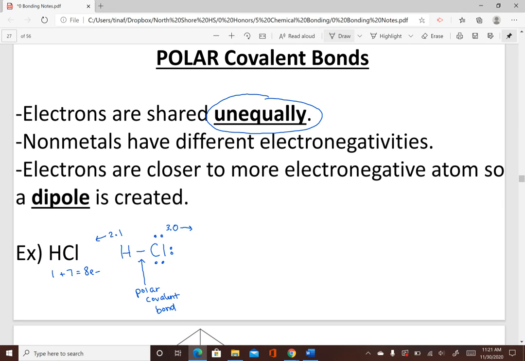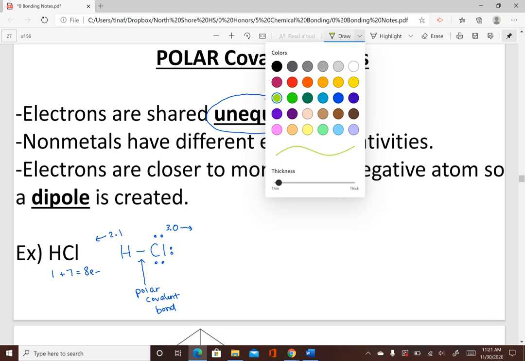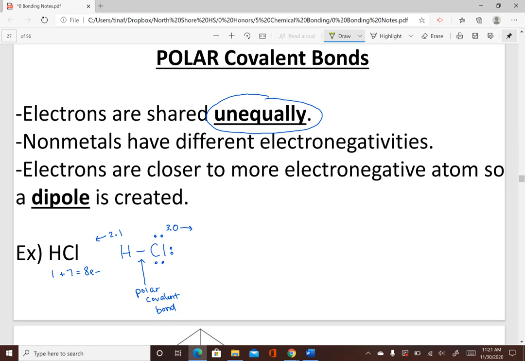Let me just change my color so that it's easy to see. Okay. What we can do, guys, is this: we didn't create ions here because nothing totally lost or totally gained an electron. It's just that they're being shared a little unevenly. So instead of making ions with full +1 and -1 charges, we give these atoms partial charges. Because the electrons are closer to chlorine and electrons are negative, we say that chlorine is partially negative. That's a partial sign. And because of that, hydrogen is partially positive. So that's one way you can see a polar bond being labeled.